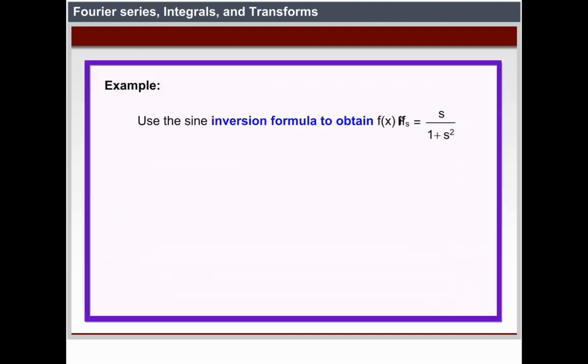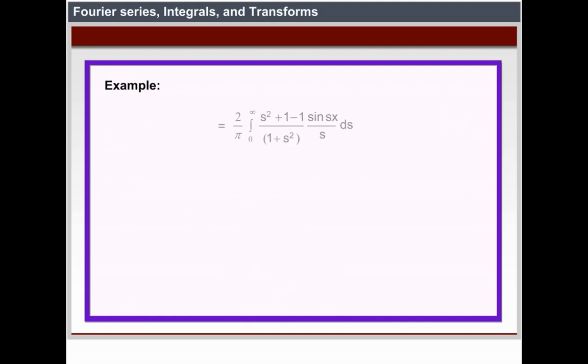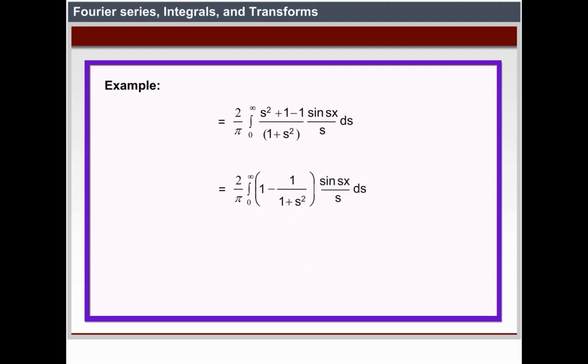Example: use the sine inversion formula to obtain f of x if capital Fs equal to s by 1 plus s square. Solution: by inversion formula, f of x equal to 2 by pi integral 0 to infinity s by 1 plus s square into sin sx into ds, equal to 2 by pi integral 0 to infinity (s square plus 1 minus 1) divided by (1 plus s square) into sin sx by s into ds.